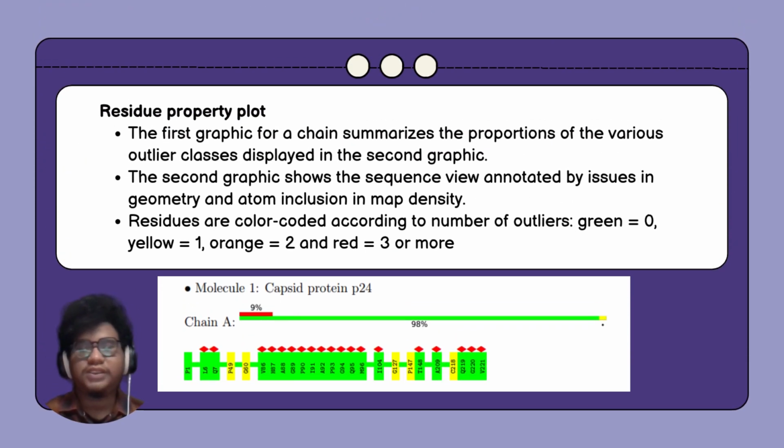Next, to know about the quality of the chain previously discussed, we can take a look at the residue property plot. The first graphic, the straight line, summarizes the proportion of the various outlier classes displayed in the second graphic. The second graphic, meanwhile, shows the sequence view of the outliers. Residues are color-coded, in which green means no outlier, yellow one, and so on. So, for example, for chain A, there is 0.9% red residues with 98% green residues, showing that it is a high-quality chain.